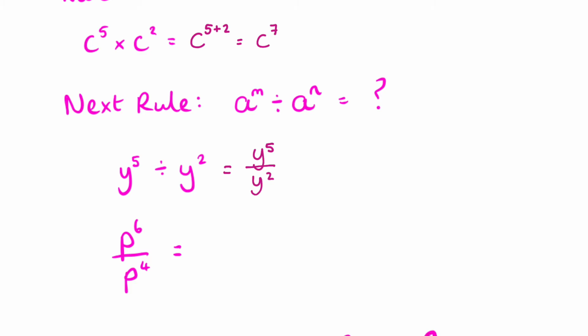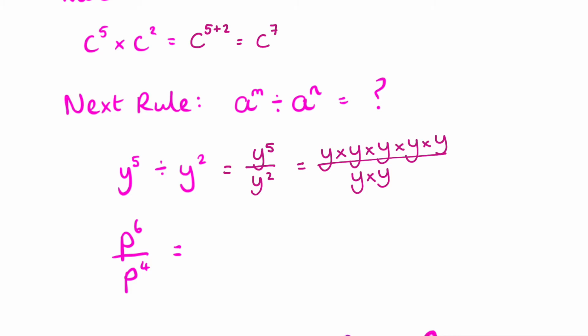Okay, dividing fractions, it's top divided by bottom, or numerator divided by denominator. So we would need to work out what we've got left. So let's write it out in full. So y to the power 5 is y times y times y times y times y over y squared, which is y times y.